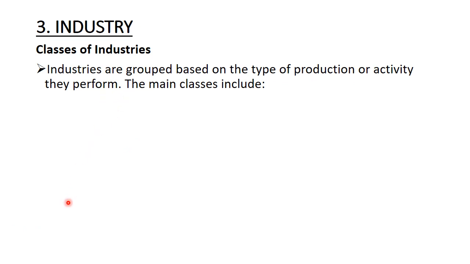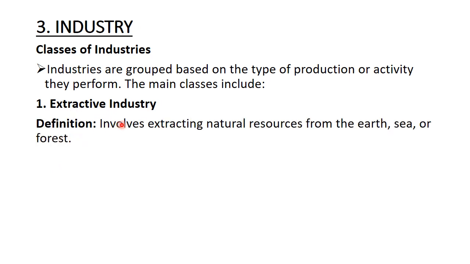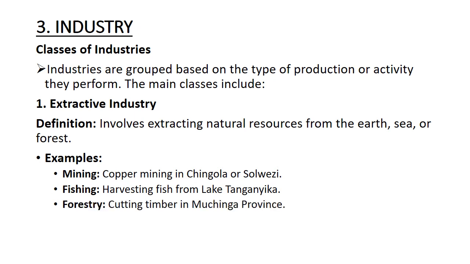The main classes include extractive industry. Remember, primary production, extracting from the earth. So what is extractive industry? This involves extracting natural resources from the earth, sea, or forest. In short, they are industries that are centered on primary production. Examples: mining, fishing, forestry.